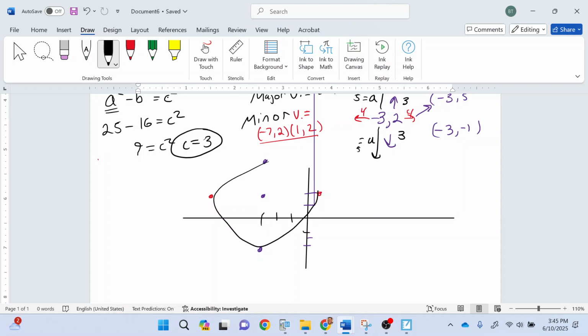My oval shape isn't great because I didn't do this on an actual graph. And your foci are going to be on the major axis, and they're always going to be inside the ellipse. Okay? That's the basic overview of ellipses.